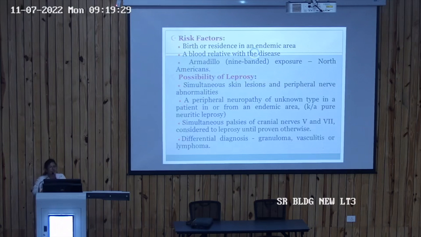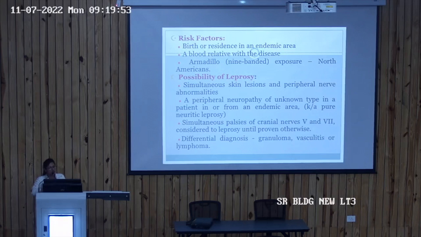So what are the risk factors? If a person is born or resides in an endemic area of leprosy, or a blood relative has the disease, so that is a very close contact. And some North Americans have an increased risk of getting leprosy.